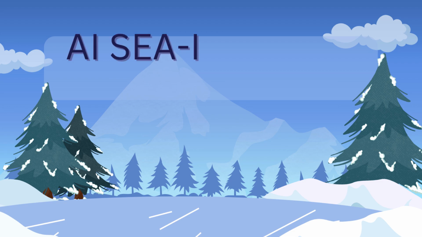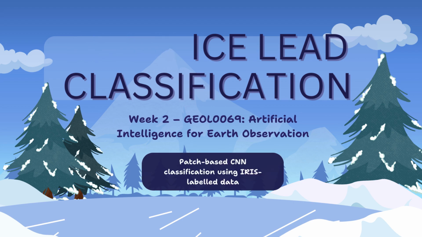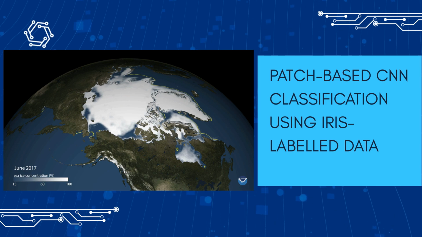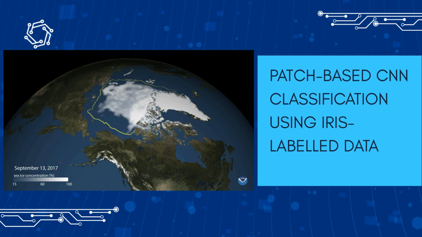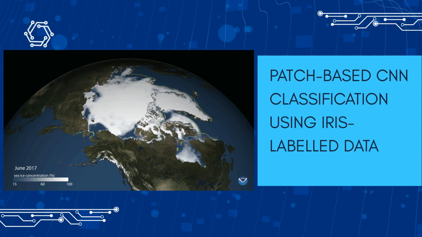In this tutorial, I present my first AI-based sea ice lead classification algorithm, developed using the Week 2 material. The aim is to demonstrate how satellite imagery and IRIS-labeled data can be used to train a supervised machine learning model to distinguish between sea ice and leads.